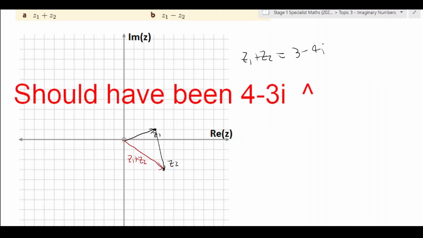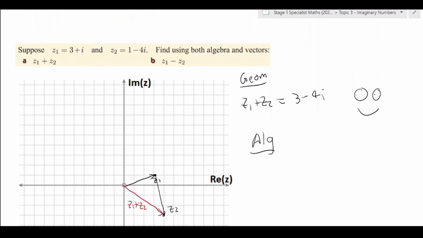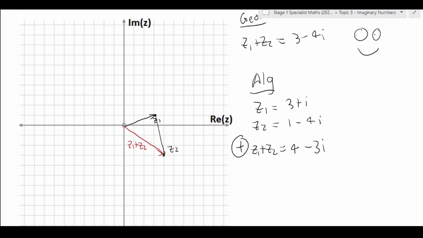Now let's actually check. So that was geometric, just by having a look. But there's the algebraic version we can do. So z1 equals 3 plus i, z2 equals 1 take 4i, and if we want to add those together, z1 plus z2, the real bits 3 and 1 give you 4, imaginary bits 1 and -4 give you take 3i. And that is the algebraic bit, which is your writing down version, not by looking.